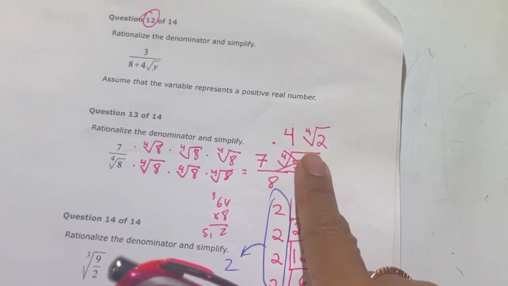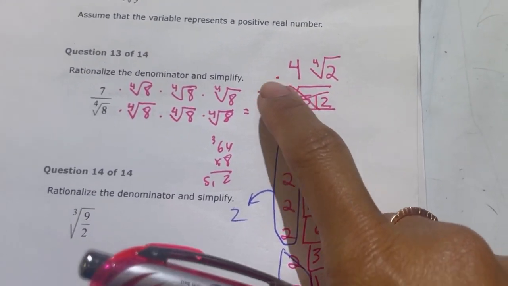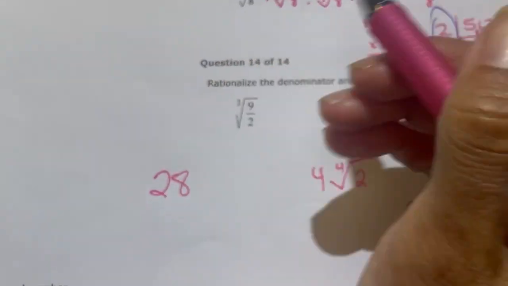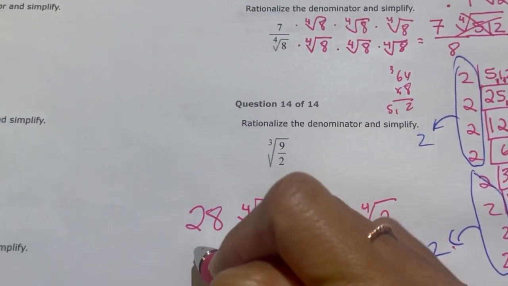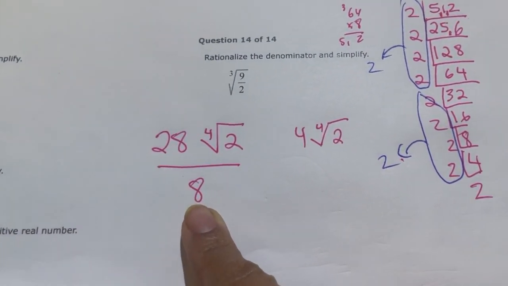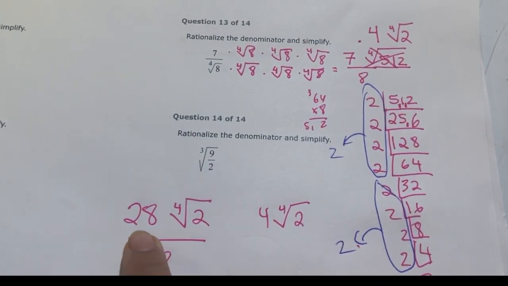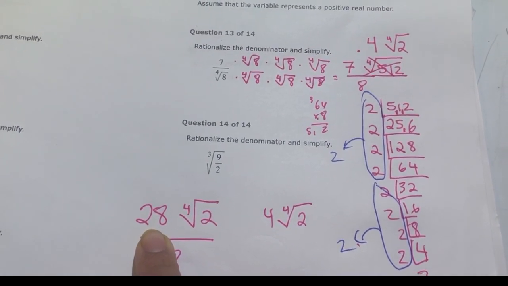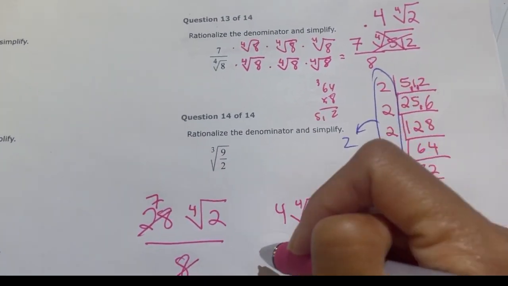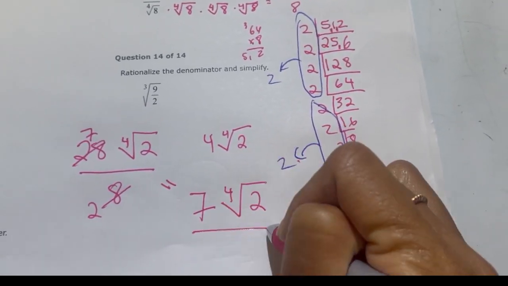So therefore, this numerator: what's 7 times 4? 28. So I get 28 on the outside, fourth root of 2. The bottom is 8. I see an 8 and 28. Do they have a common factor that can be canceled out? What do 28 and 8 have in common? 4. What's 28 divided by 4? 7. What's 8 divided by 4? 2. So my final answer is 7, fourth root of 2, all over 2.